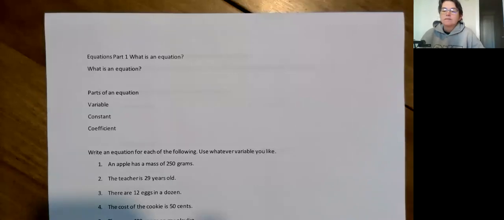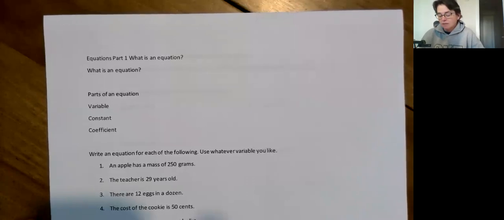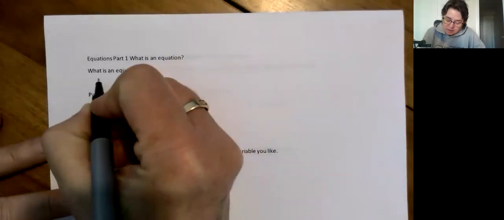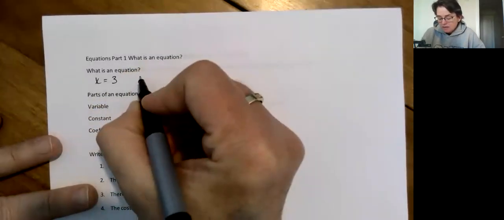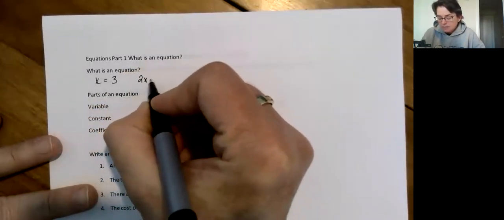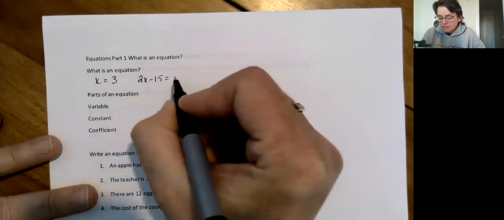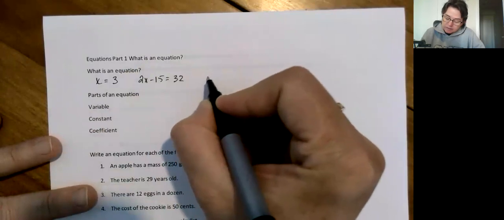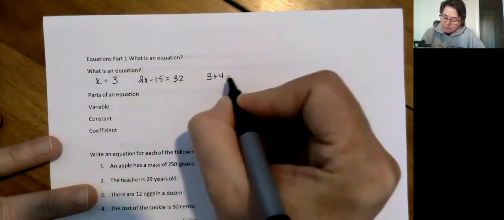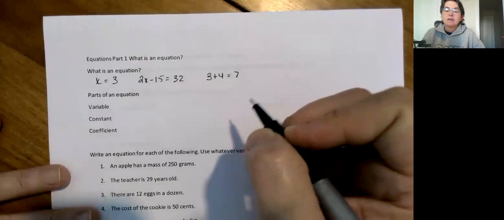All right, so this is the first of a number of videos about solving equations. So we're going to start off with what is an equation? Well, an equation is simply something that has an equal sign in it. And it can be as simple as x is equal to 3. It can be 2x minus 15 equals 32. It could be 3 plus 4 is equal to 7.